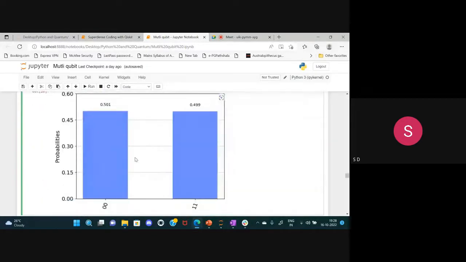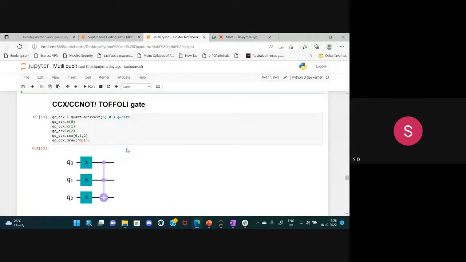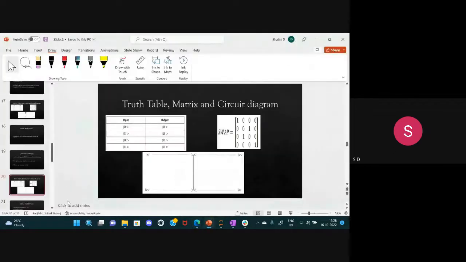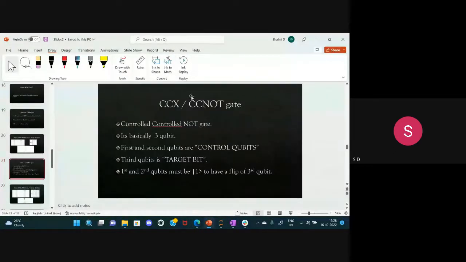So this is how the Bell state is built. Next we are going to multi-qubit gates, meaning 3 qubits. Now we are going to the CCX gate, CC-NOT, meaning controlled-controlled NOT gate. It is a 3-qubit gate, and the main condition is that the first and second qubits are control qubits, and the third qubit is the target qubit.